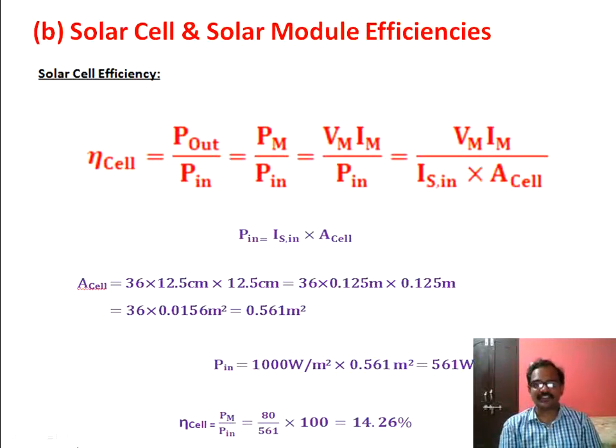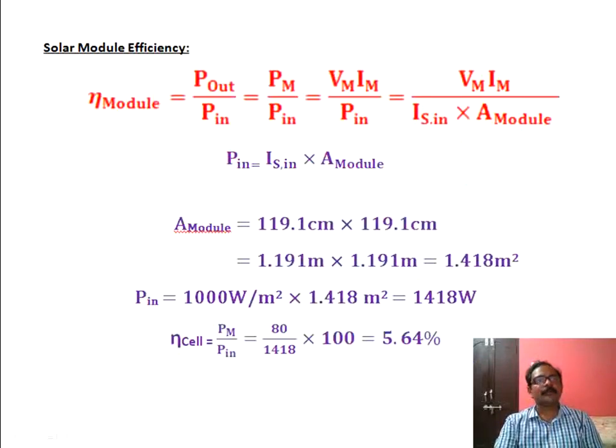Now what is the efficiency of a solar cell? P maximum by P input into 100. What is P maximum? 80 from the specifications. What is the P input? We have calculated it as 561. So 80 by 561 into 100. So the efficiency of a solar cell is 14.26%.